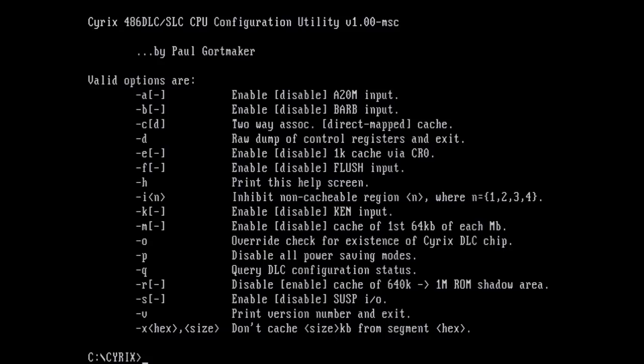We have here a small program, it's called Cyrix, and it's usually for 486 DLC or SLC CPUs from Cyrix. It makes some settings for the cache. If you look at the third point here, which is dash C and D, that means you can change, usually for Cyrix CPUs, the cache mode between normal mode or two-way associative mode.